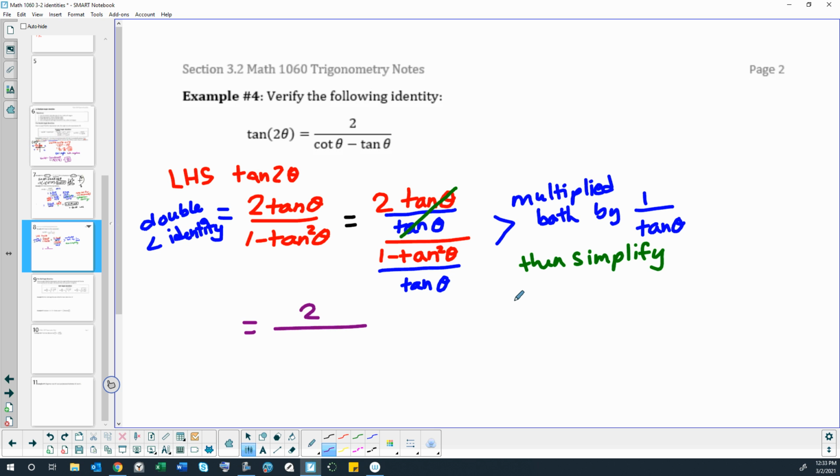Let's rewrite our fraction. So I'm going to rewrite the denominator so you can see this next step a little better. So we would have 1 minus tangent squared theta over tangent theta would be the same as 1 over tangent theta minus tangent squared theta over tangent theta.